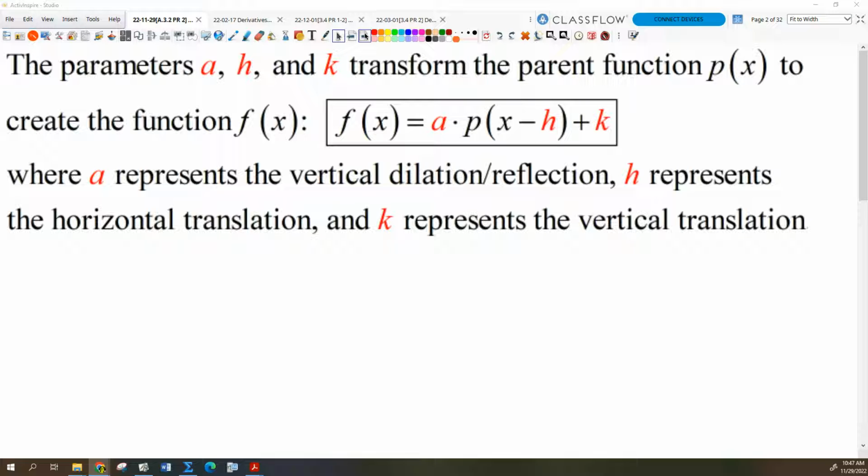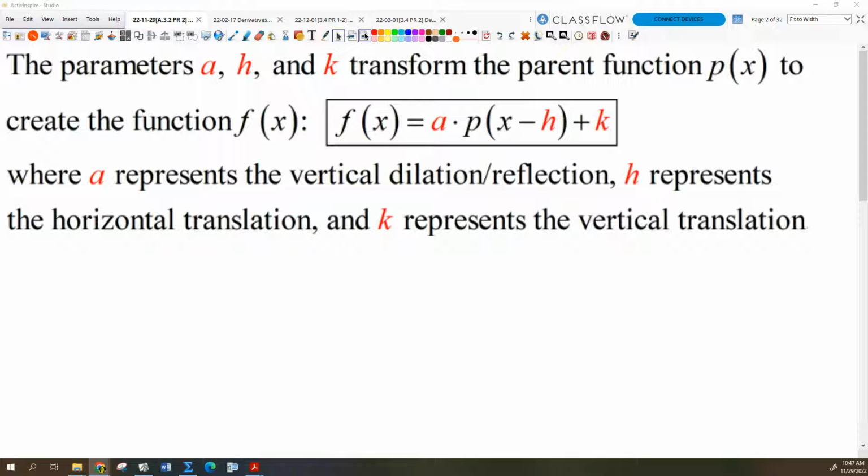H is always going to be the number that's being subtracted from x inside the parent function. K is going to be the number that's added to the whole thing outside of the parent function, so just at the end, we're adding this to the whole expression. And A is going to be the number that's being multiplied by the parent function. Those are the three numbers we're going to introduce.